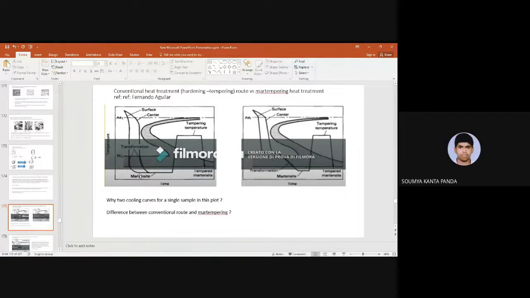One is for the surface and the other is for the inner part. Very good. It is already written over here actually. So this is for the surface, and this is for the center. So which cooling rate is fast, and which cooling rate is slow? Surface is fast. How can you say the surface is fast?